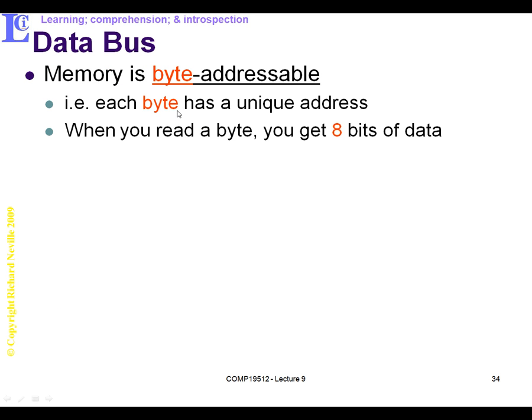So now let's go back to this term byte addressable with relation to a data bus. A byte is 8 bits, and each 8 bits has a unique address. So that means when you read a byte, you get 8 bits of data given this unique address that locates it in a particular position in memory. So byte addressable means you will address a location in memory which stores 8 bits of data, and that's with relation to a data bus.